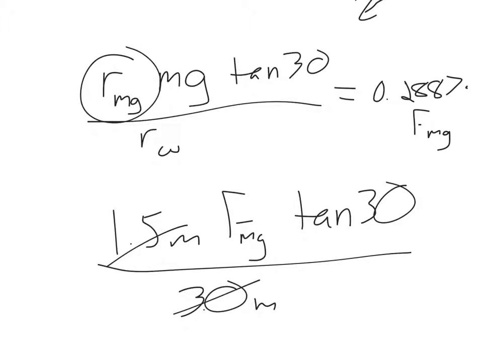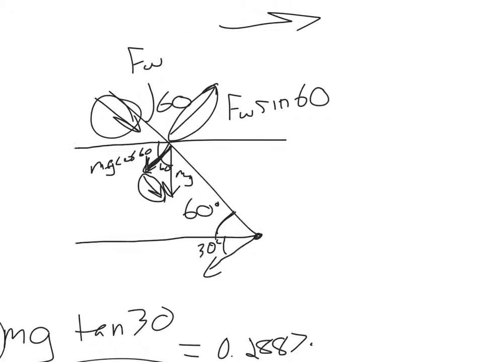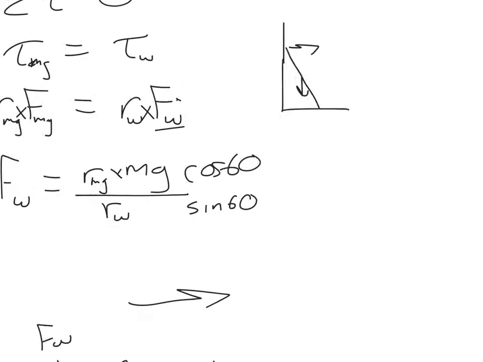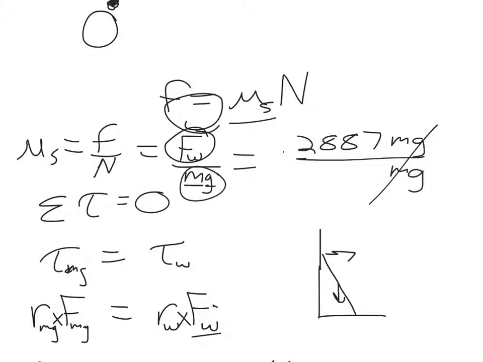Okay. We're not done. Gotta plug this all back in to this. Yeah. And the mg is going to cancel. Good. Okay. So 0.2887 times mg divided by mg. Well, glory be, this is the coefficient of friction. And since this is like a 2 sig fig problem, again, this is going to be equal to about 0.29. No units on a coefficient of friction. This is mu static.